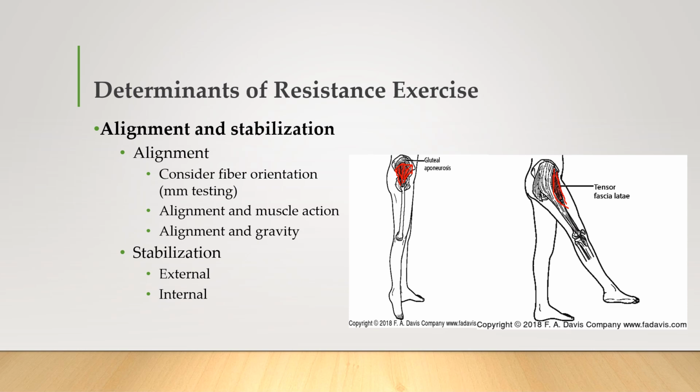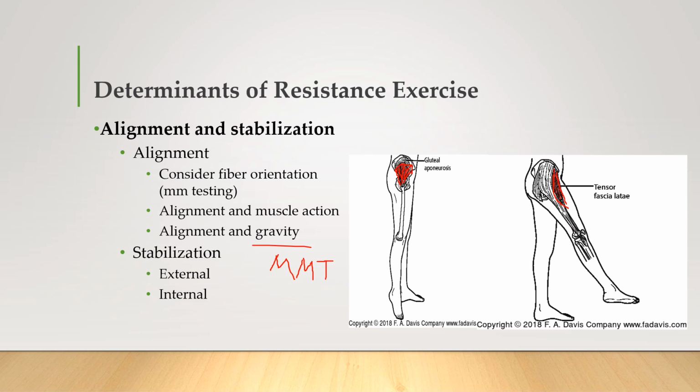Okay, so alignment is going to be really important, as well as gravity. So we have to consider that too with our MMT scores. And a lot of students struggle with this. They struggle reading an MMT score and then structuring a program based on those scores. So you just have to consider, right? What does a 3 out of 5 mean? It means that they can do full range of motion against gravity, but they can't really tolerate any resistance.